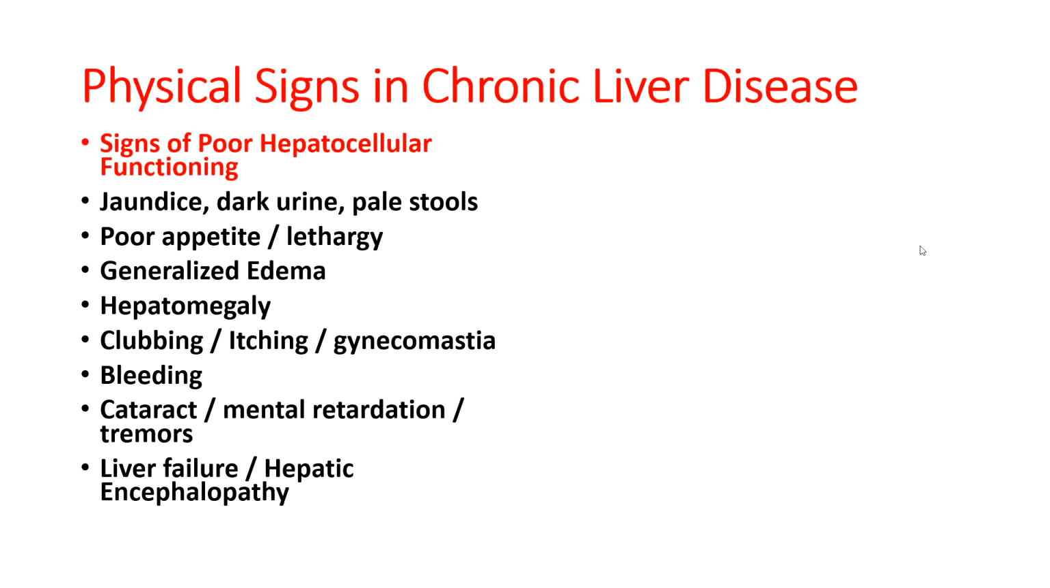Now, what are the physical signs that we observe in patients with chronic liver disease? We divide them broadly into two main types. One is the signs of poor liver cell functioning. These are a few I have just been mentioning. The patient appears jaundiced because of bilirubin metabolism being affected. He has dark urine, pale stool, and a poor appetite. He appears lethargic. Generalized edema is there.